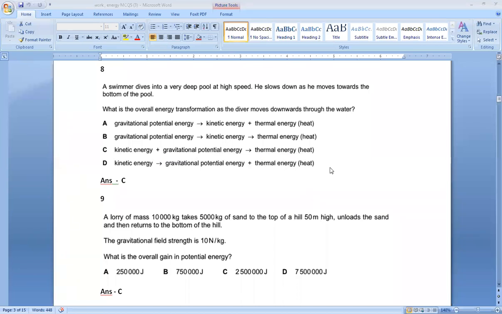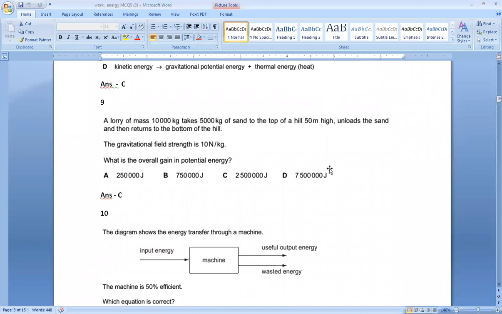Number 9, a lorry of mass 10,000 kg takes 5,000 kg of sand to the top of the hill, 50 meter high, unloads the sand and returns to the bottom of the hill. Gravitational field strength is 10 Newton per kg. What is the overall gain in potential energy?